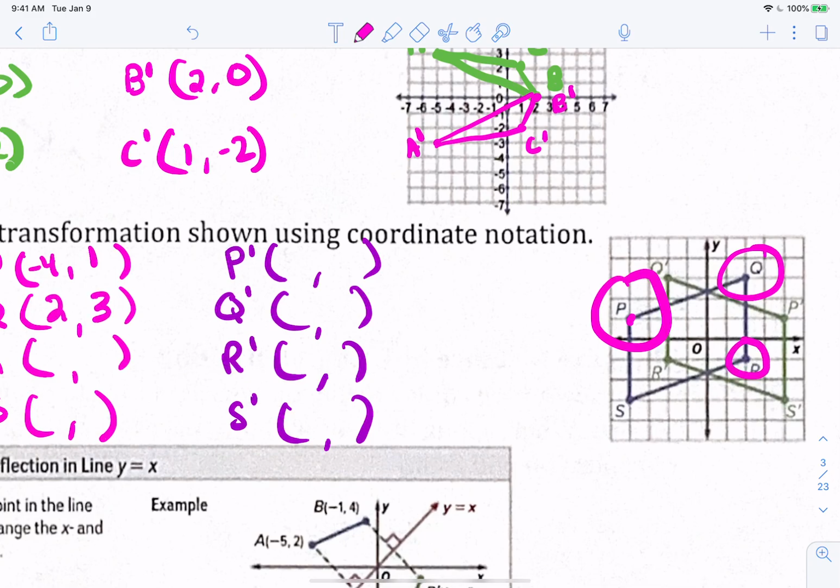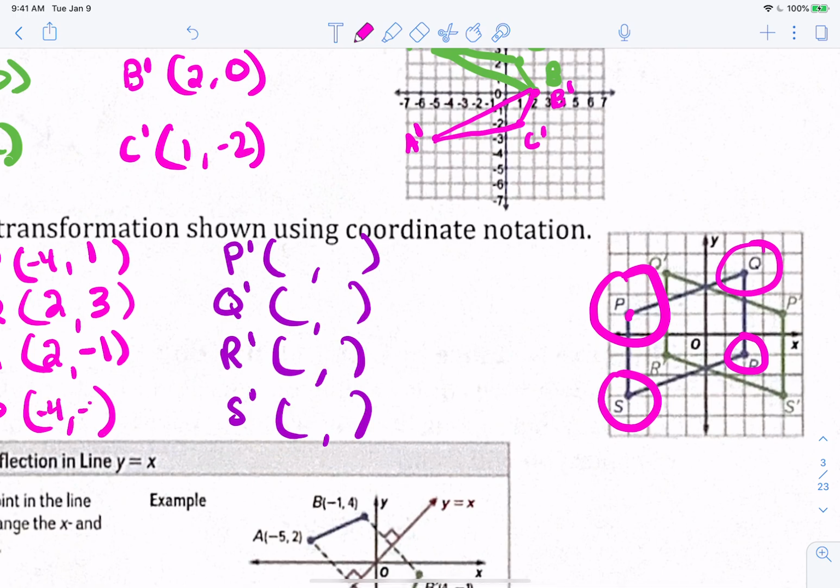Okay, R is 2, negative 1. And S? Negative 4, negative 3. Perfect.